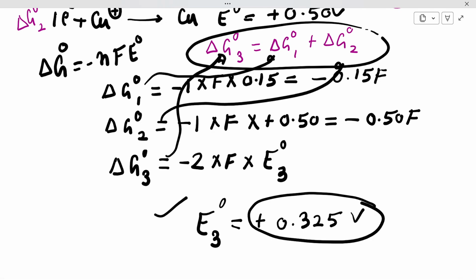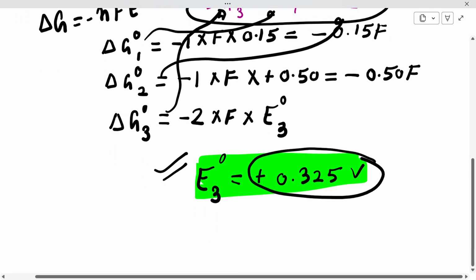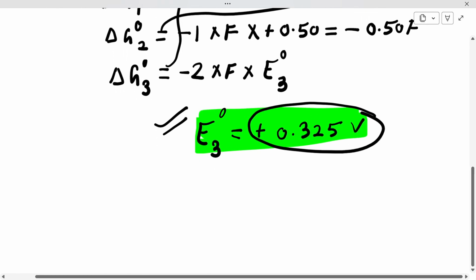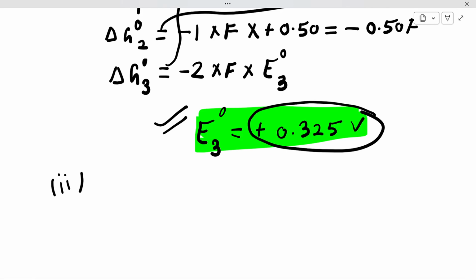We have to substitute these delta G1, G2 and delta G3 values here, and we will get delta E naught 3. That will be our first answer. So E naught 3 will be plus 0.325 volt.